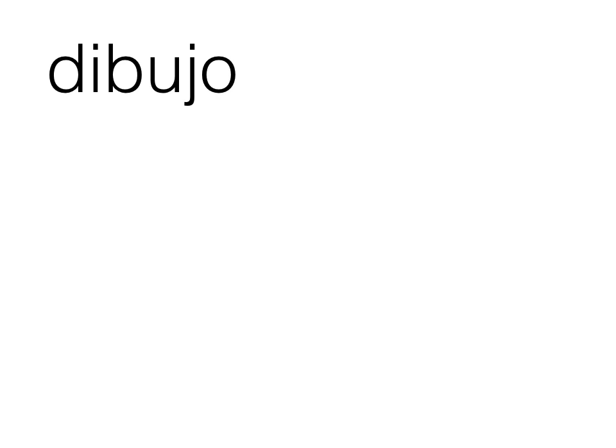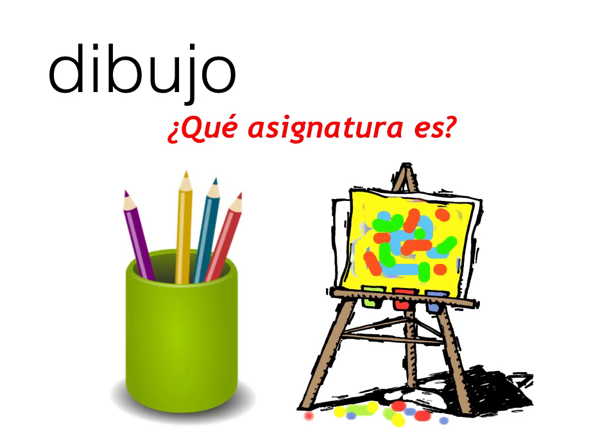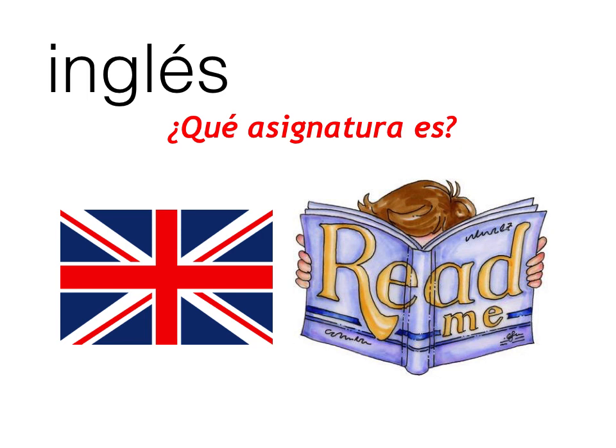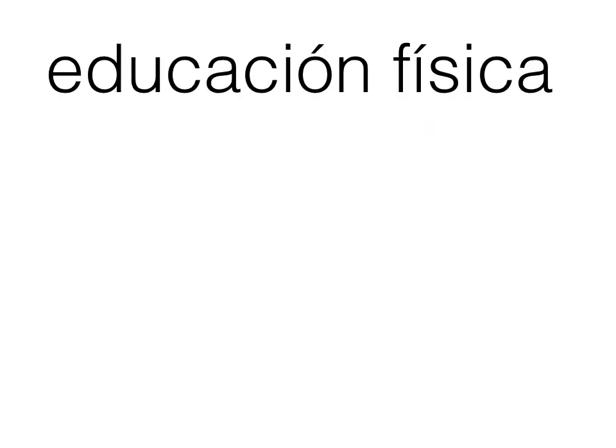Dibujo. Repetid. Dibujo. Muy bien. ¿Qué asignatura es? What school subject is that? It's art. Muy bien. One more time. Dibujo. Perfecto. Siguiente. Repetid. Inglés. Otra vez. Inglés. Muy bien. ¿Y qué asignatura es? Es English. Muy bien. Otra vez. Inglés. Repetid. Inglés. Muy bien.